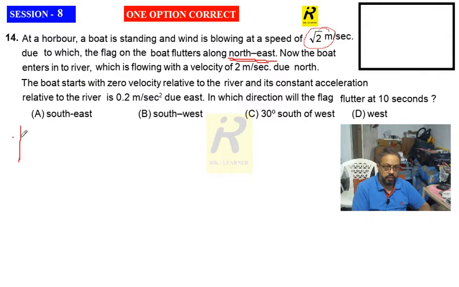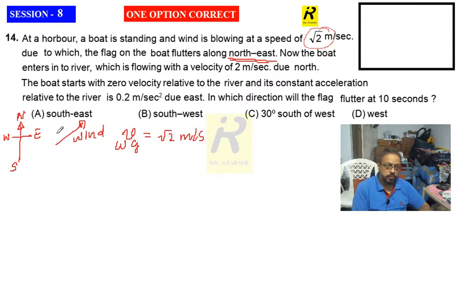We shall write a legend like this first. This indicates north and this is east. Definitely it is west and this is south. So wind is blowing in the northeast direction. So the northeast direction is here in this direction. Okay, so wind is blowing like this. This is the direction of the wind. So its velocity with respect to ground can be written as VWG equals root 2 meter per second.